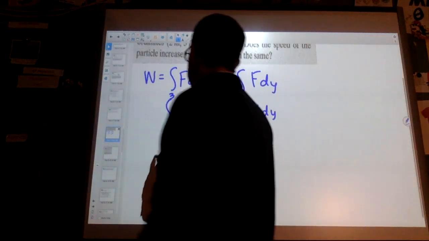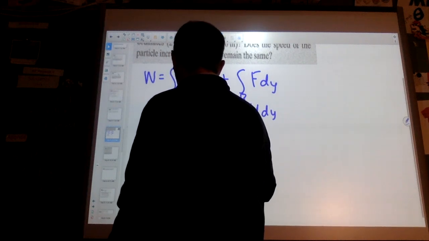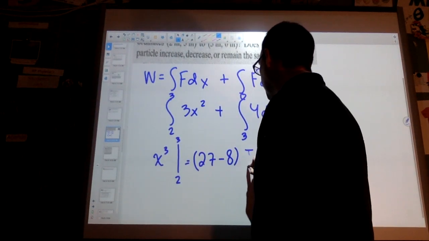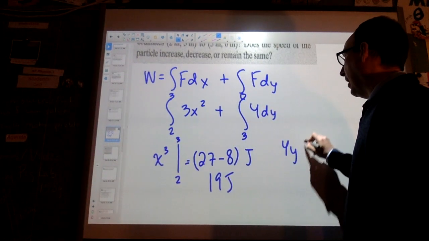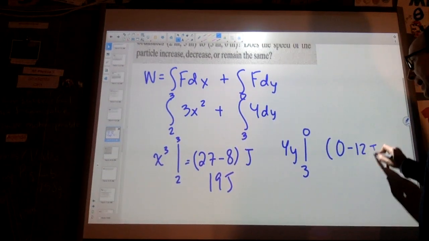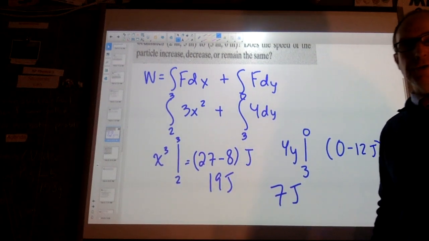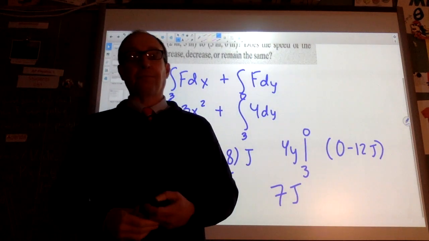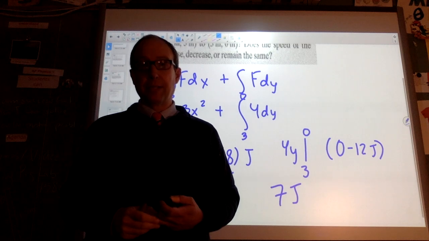So this is going to give me x cubed, which is going to give me 27 minus 8 joules, or 19 joules. This is going to give me 4y, which is going to give me 0 minus 12 joules, which gives me negative 12 joules, for a total of positive 7 joules. It would be an increase in kinetic energy because positive work increases energy, negative work decreases energy.